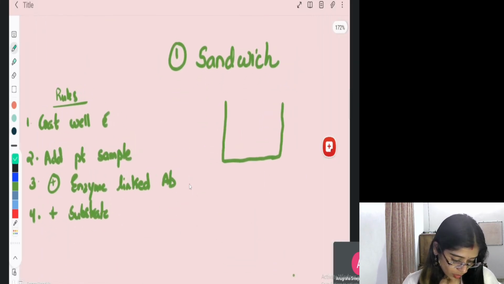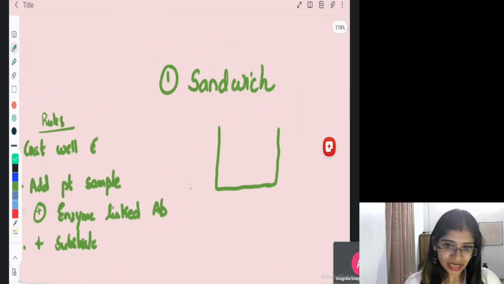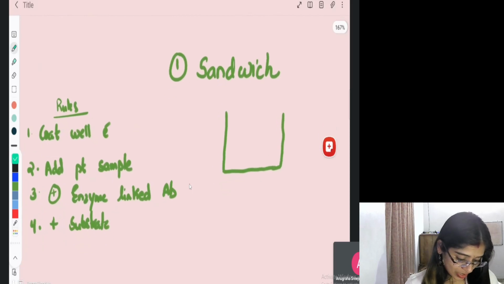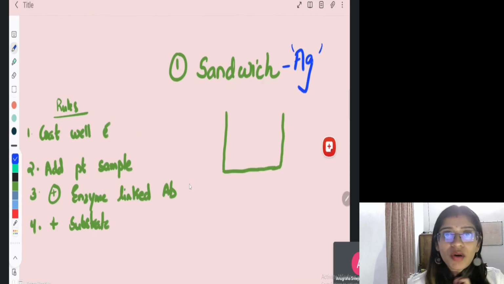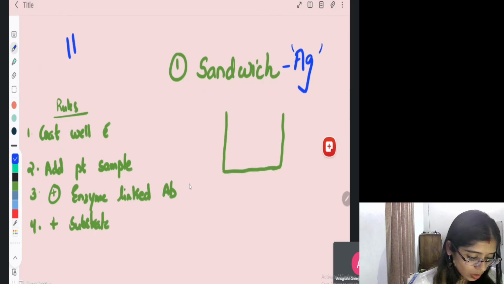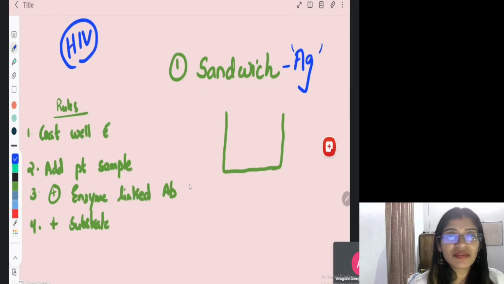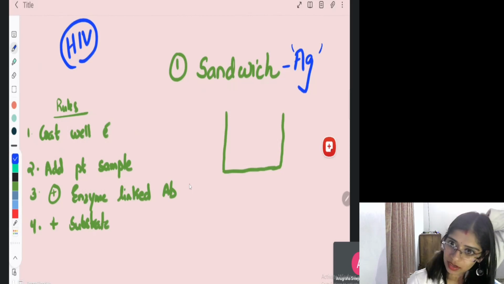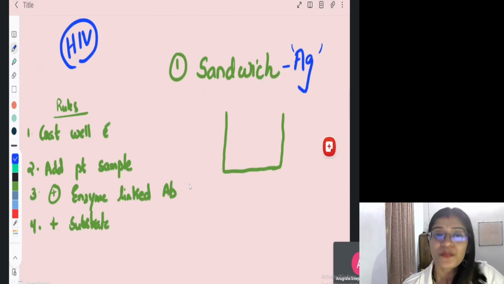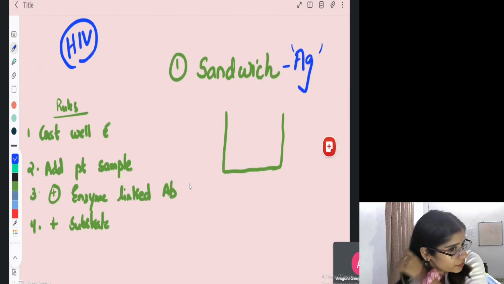Okay. So first one is what, guys? Sandwich ELISA. In sandwich ELISA, what are we finding? You will tell me, are we checking for an antigen or an antibody? I told you in sandwich ELISA, we are checking for the antigen of a particular disease in a patient. In all three types of ELISA, I'll be giving examples of an HIV patient. Suppose you want to check if an HIV antigen is present in a patient.